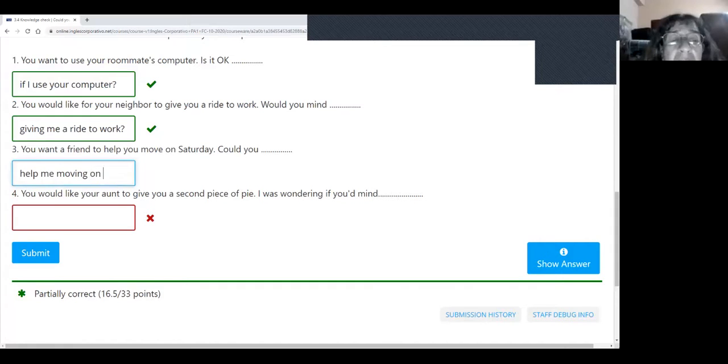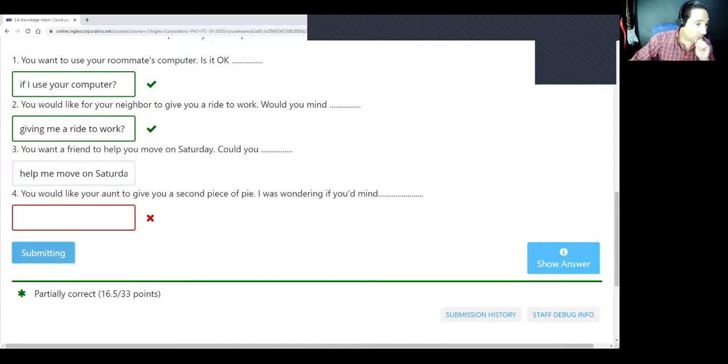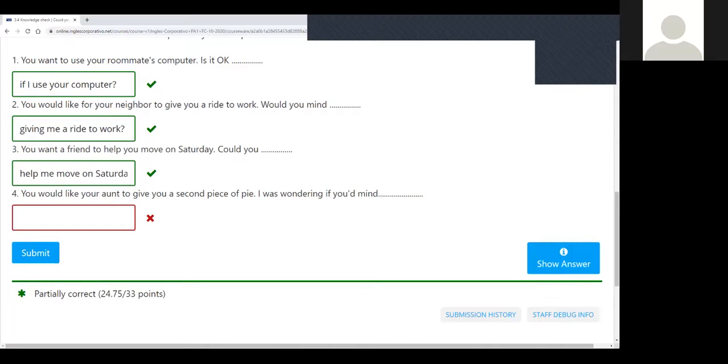Help me moving. Could you help me moving? Saturday, I'm gonna write Saturday. Let's see, Saturday. No, okay. No, it's move. I do it with move. You did it with move. Yeah. Okay. Could you help me move on Saturday? Okay. And so on. Would you mind? Now here we need to use if, right?